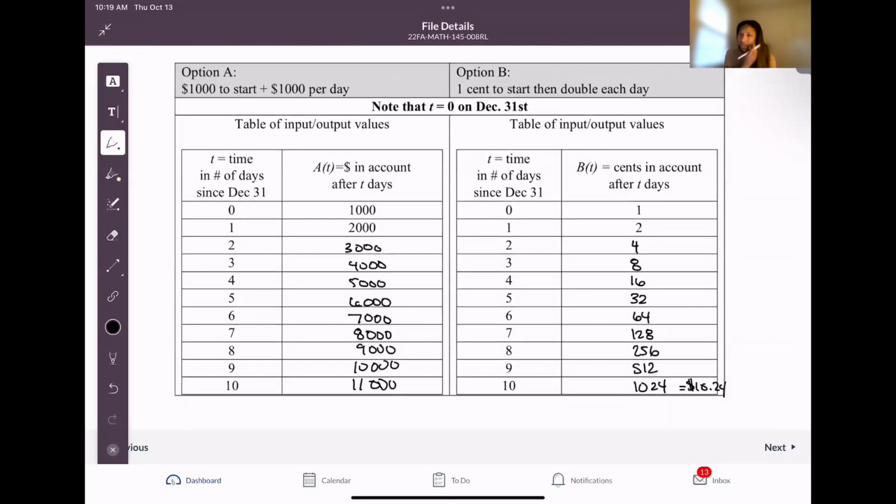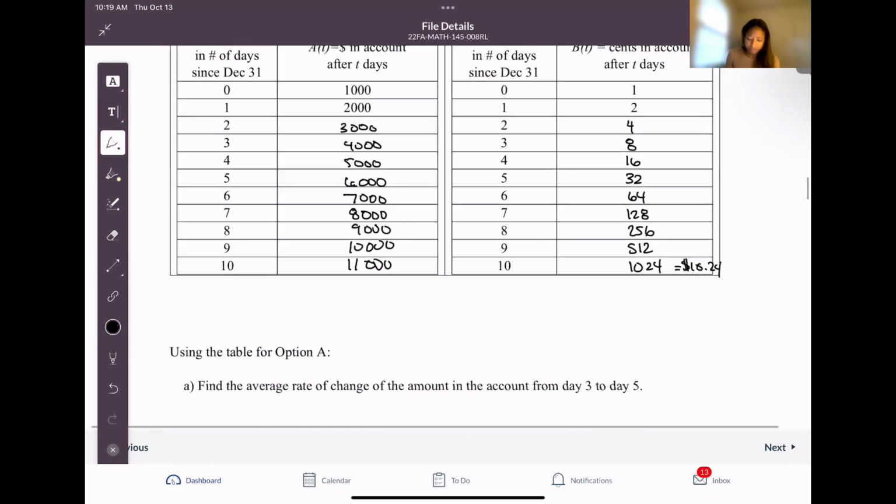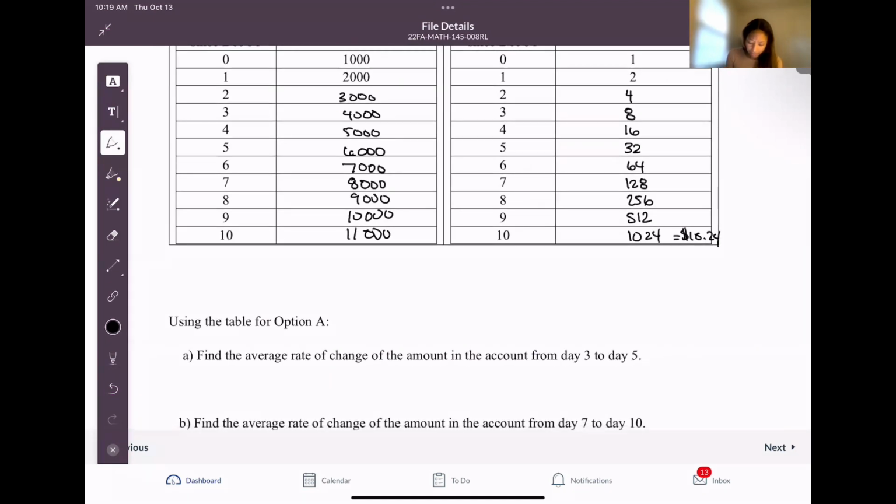At this point, we should be able to tell that this represents a linear function. We're changing by the exact same amount every day. How much are we changing by? $1,000. We're told that. So for option A, this is linear. After day 5, if we have the average rate of change for day 5, we have $6,000. Day 3, $4,000. 5 minus 3 is the change in days. That's $2,000 over 2 days, which is $1,000 a day.